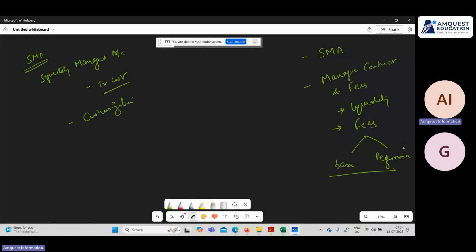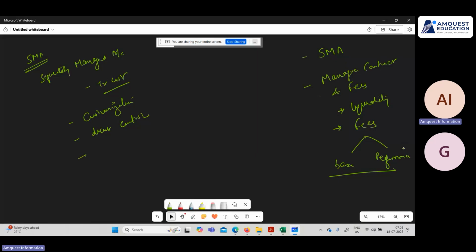Obviously, in any of the products that you see in the market, which is for everybody, you cannot customize it for your own thing. Whatever you see, you will have to buy it. But on SMA, since it is tailored for you, you can always customize it. You will have direct control over what you want versus what you don't want, right?